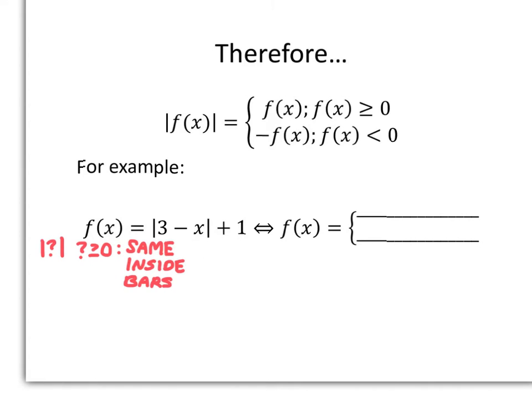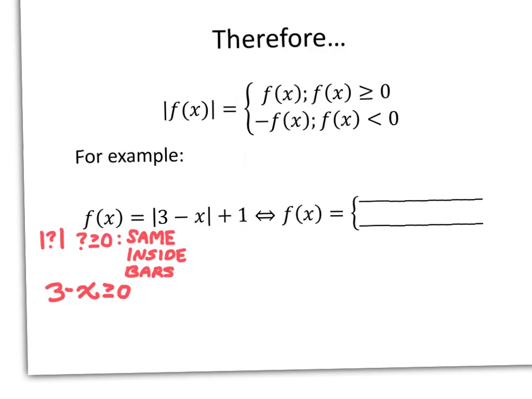First, we need to look at when the function inside the absolute value bars is positive. When it's positive, it's going to be exactly the same. To find where 3 minus x is positive, we set it greater than or equal to 0. By solving, we see that this will be where x is less than or equal to 3.